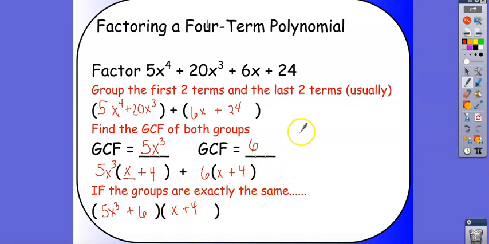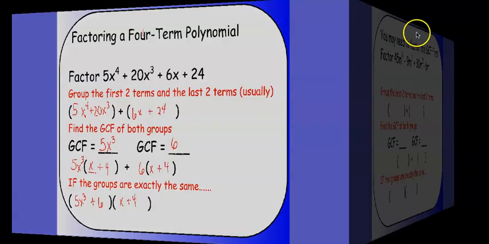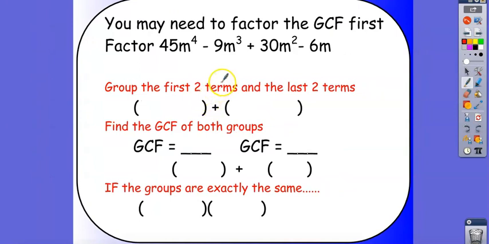Okay. Now this is going to come in really handy later on, especially in Algebra 2. Now the other thing is whenever you're factoring, you may always have to factor the greatest common factor out first. Otherwise you're going to do a whole bunch of work.